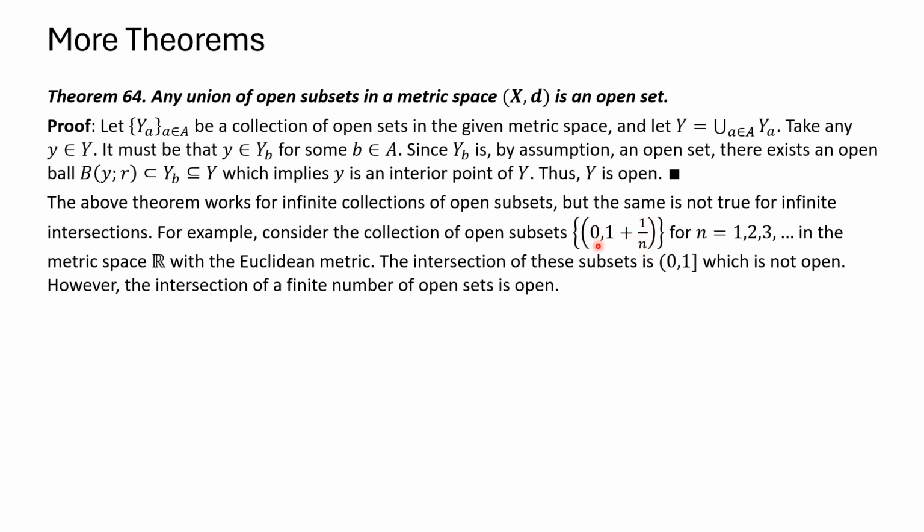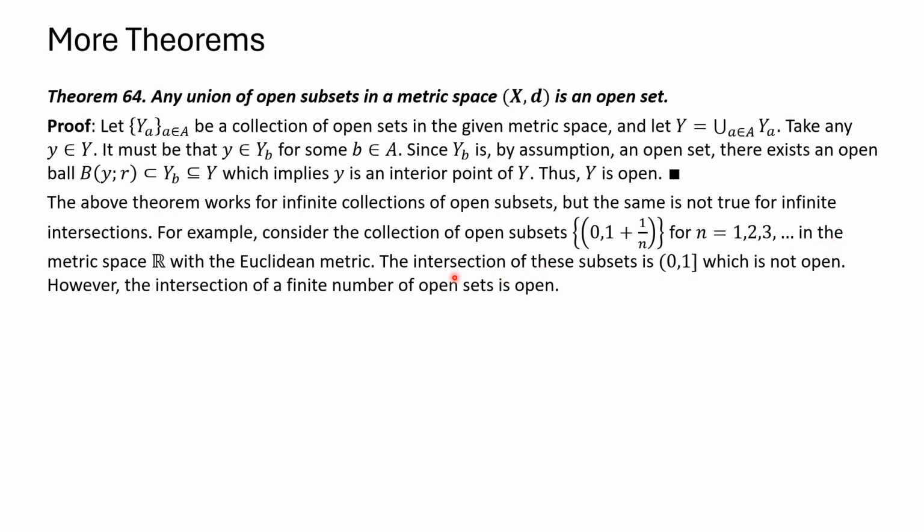Let's just think about what this looks like. When you put in 1, you get the open set from 0 to 2. And then you put in 2 and you get the open set from 0 to 1.5. And you put in 3 and you get the open set from 0 to 1 1/3. And as you get larger and larger, the open sets get tighter and tighter around 1, just slightly larger than 1. So if we put in 10, it would be the open set from 0 to 1 1/10.